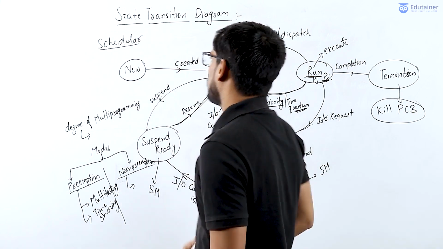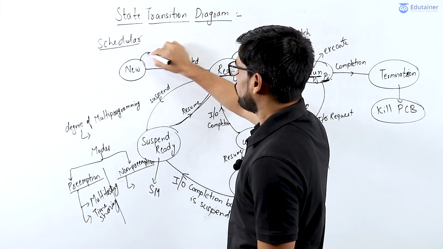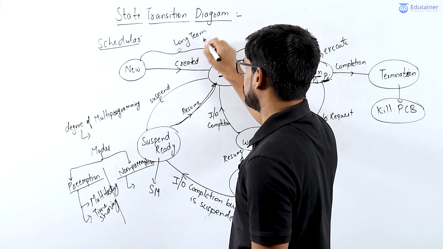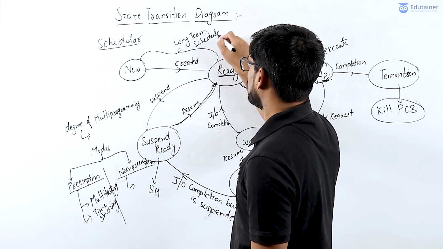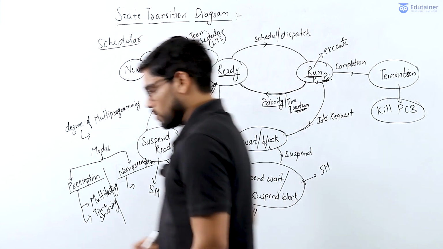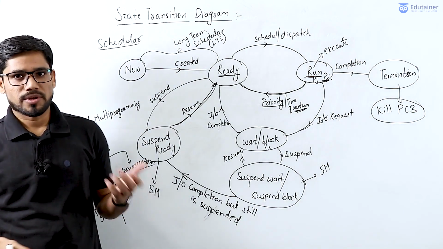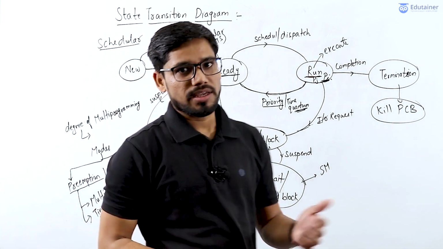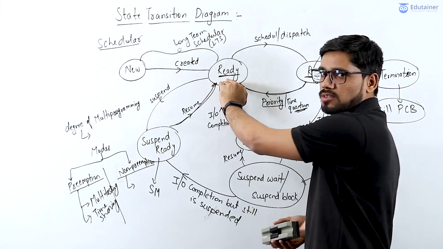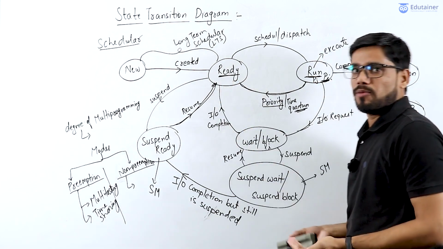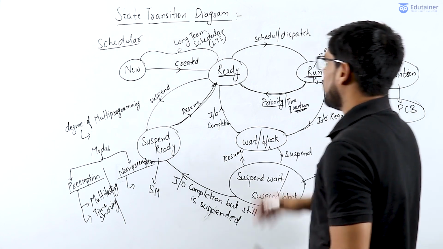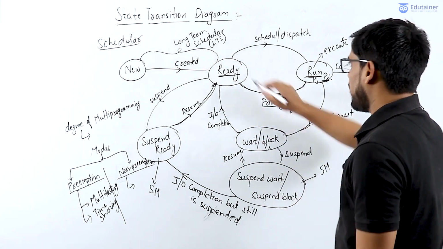So from new to ready state, we have a scheduler called the long-term scheduler. The long-term scheduler basically decides the degree of multi-programming. So how many processes will be present at max in the ready state will be decided by the long-term scheduler. If, let's say, a maximum of 100 processes can be held by the ready state, then the degree of multi-programming is 100.